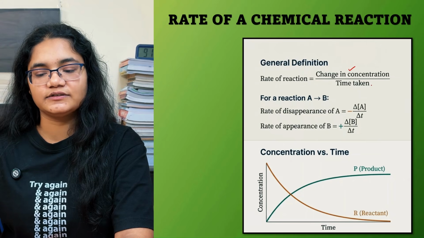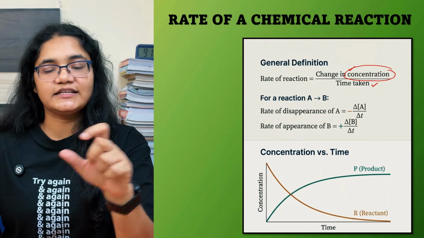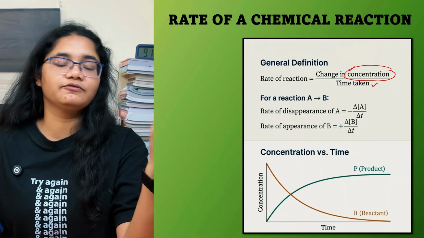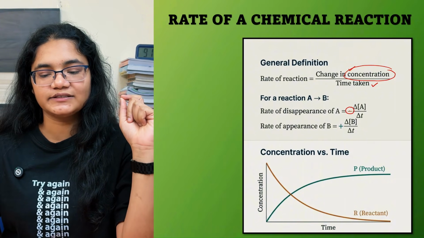Okay, now, the rate of a chemical reaction, how do we define the rate of a chemical reaction? It is the change in concentration by the time taken. Now, this change in concentration can be for the change in concentration of reactants, and can also be for the change in concentration of the products. If it is a reactant, then we use a negative sign with the reactant.